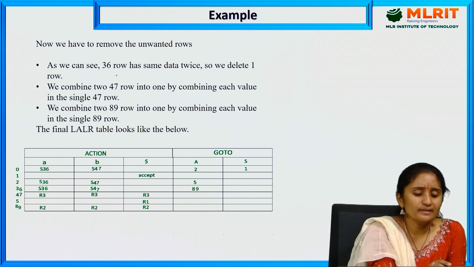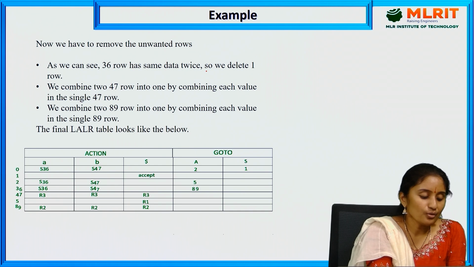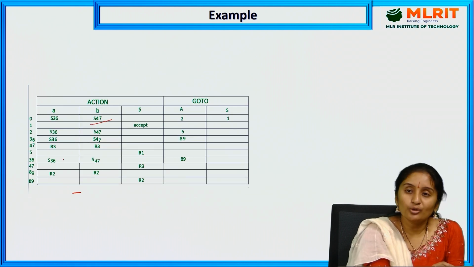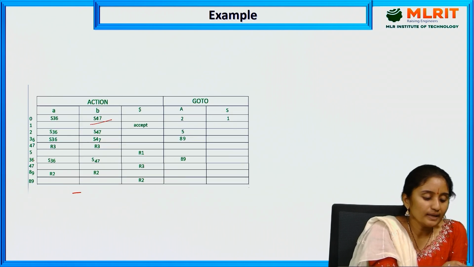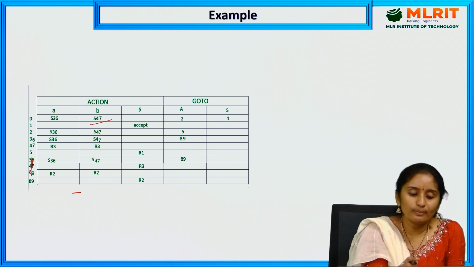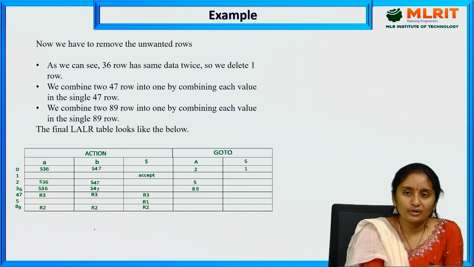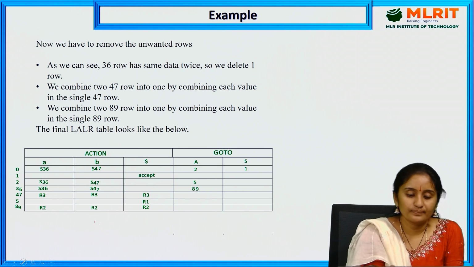As we can see, the 36 row has the same data twice. So here we got duplicate data. The duplicate data is nothing but 36 repeated, 47 repeated, and 89 also repeated. These duplicate data are going to be removed. If we remove them, the size will be reduced, and we are going to find the final LALR table like this.